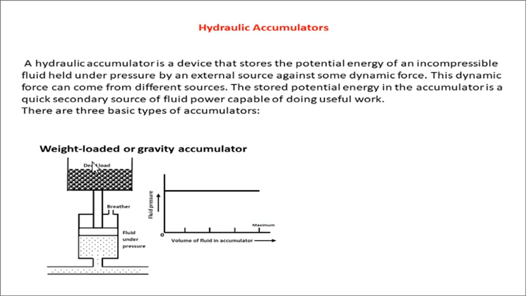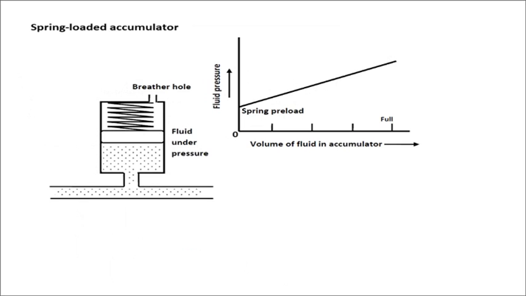First one is the weight loaded gravity accumulator, in which a dead weight is raised by a fluid and there is an output valve which is usually closed. Whenever we require an excess amount of energy in a fluid, we release that valve, so the fluid energy stored in the form of potential energy in this weight comes down with the help of gravity, and by which it will increase the pressure in the output lines. So energy of a fluid is stored in the form of potential energy.